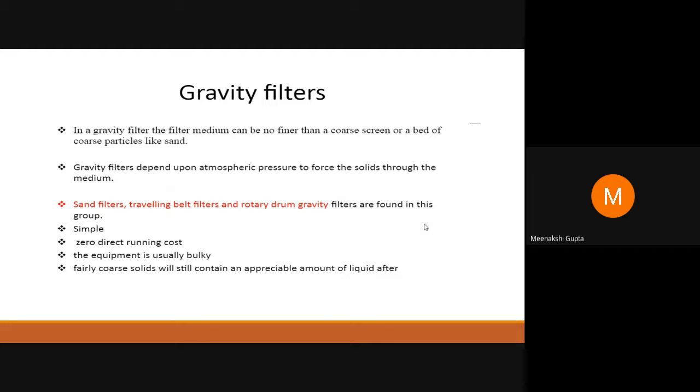So they work upon the atmospheric pressure. The normal atmospheric pressure, they work on that. We do not apply pressure, or we do not apply vacuum in these type of filters. Okay, so they work on atmospheric pressure. So examples are sand filters, rotary drum gravity filters. Okay, so in rotary drum gravity filter, we do not use vacuum. So these are the gravity filters.